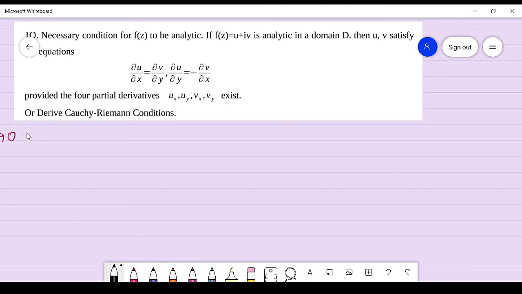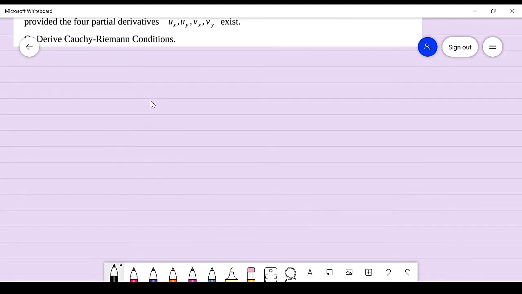The name of this theorem is the Cauchy-Riemann conditions, the Cauchy-Riemann equations, correct? So this is our statement of the theorem, and this is a very important result.